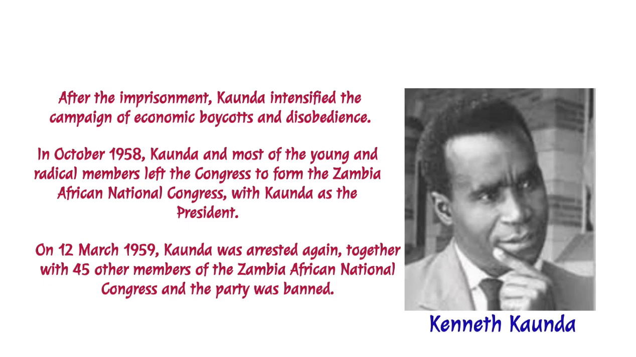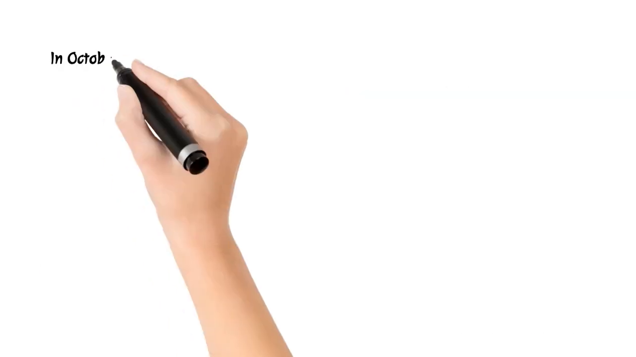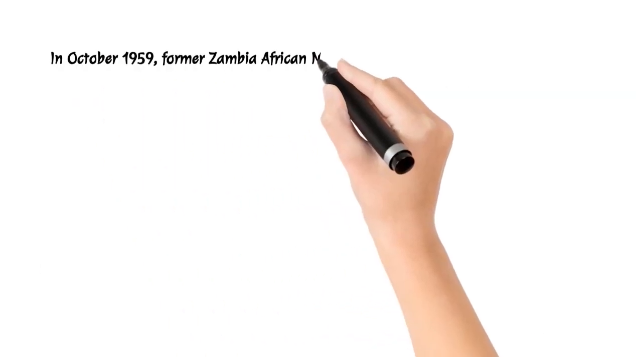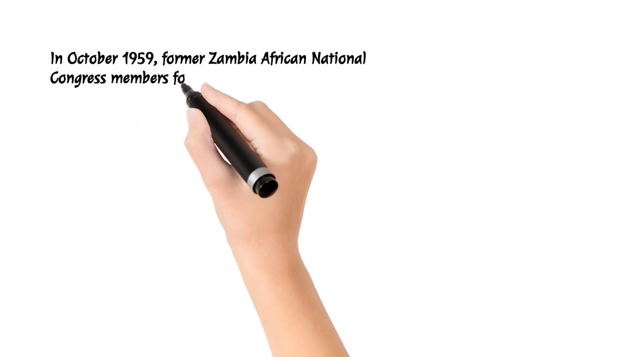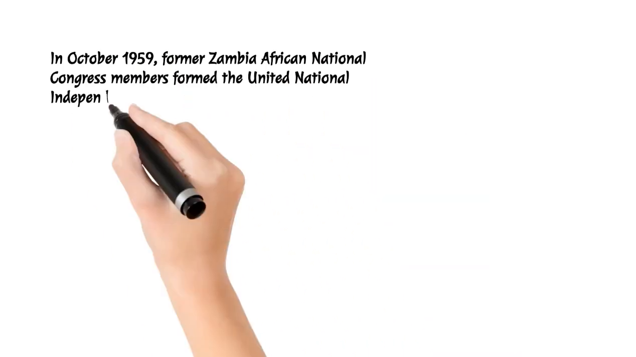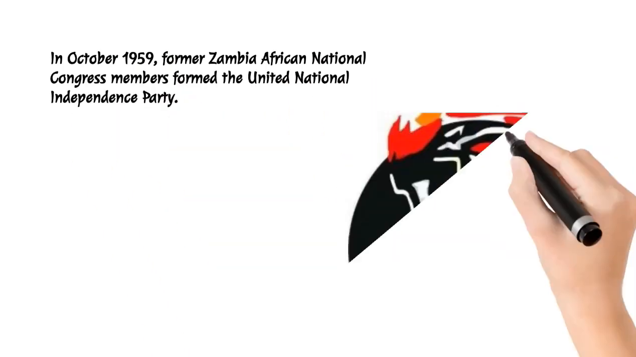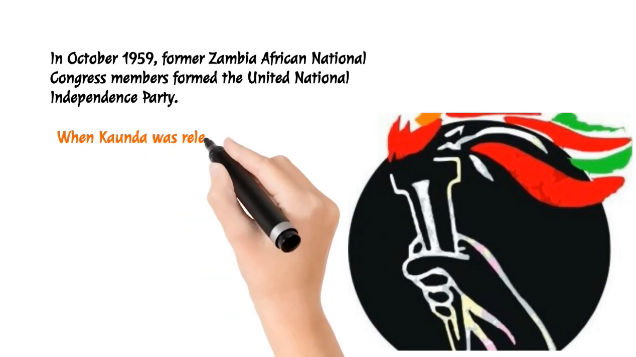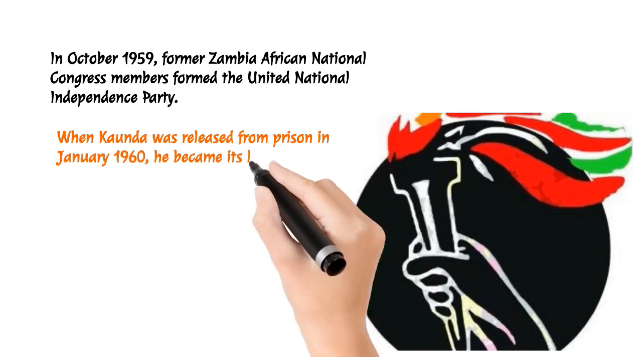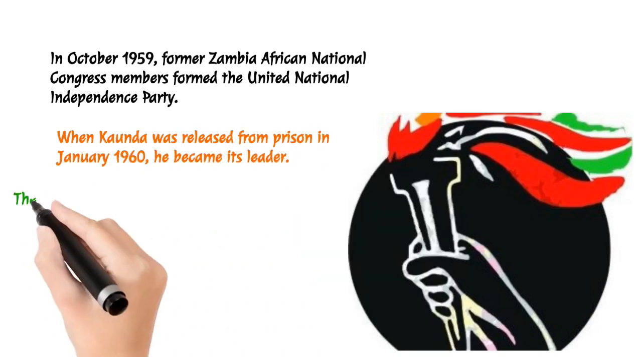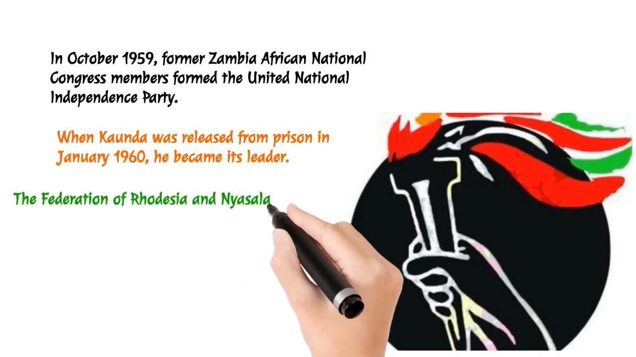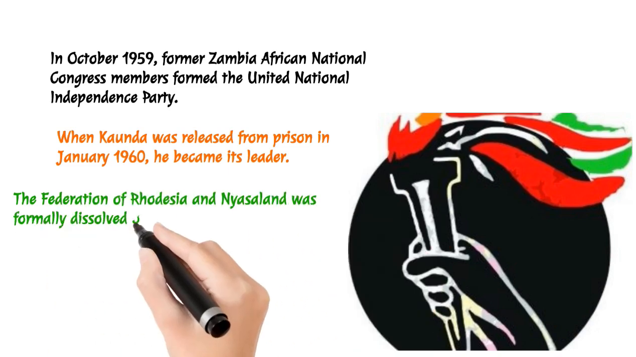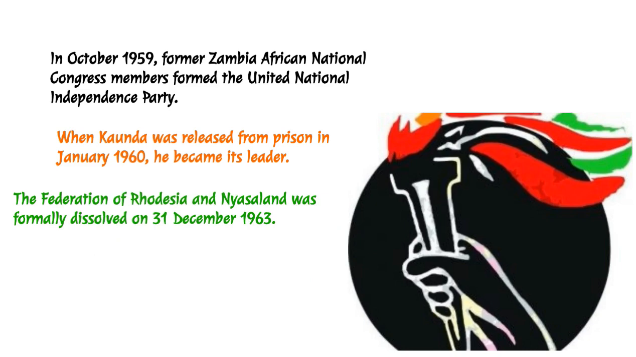In October 1959, former Zambia African National Congress members formed the United National Independence Party, UNIP. When Kaunda was released from prison in January 1960, he became its leader. The Federation of Rhodesia and Nyasaland was formally dissolved on 31st December 1963.